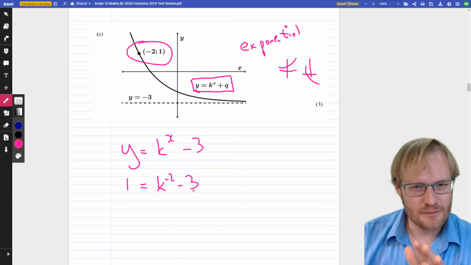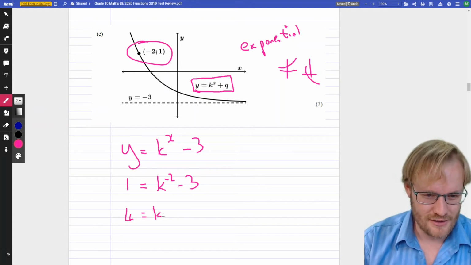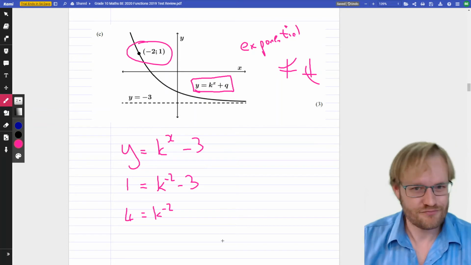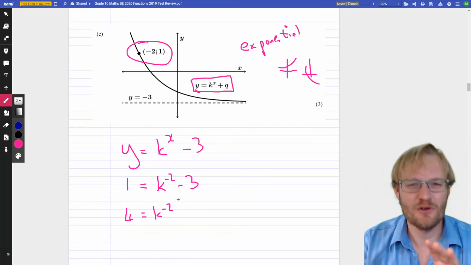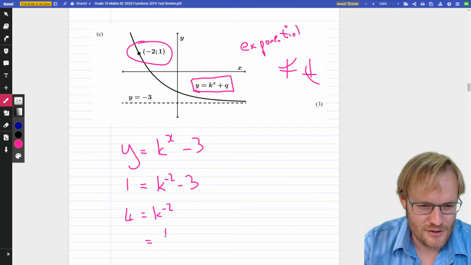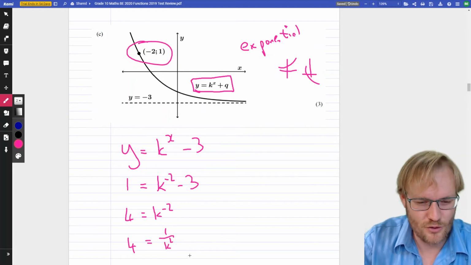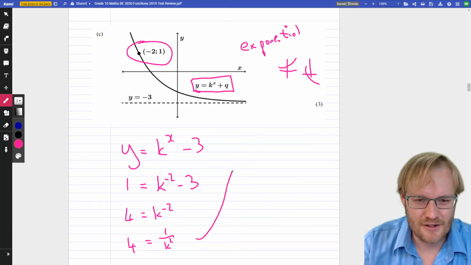And a few of you took some interesting routes here, which I thought was quite cool. So we're going to add 3 to both sides. I think that's going to give k to the -2 equals 4. Some of you might have just whipped out your calculator and tried some numbers. Some of you thought, no, I know my exponents. So if that's a negative exponent, this is the same as 1 over k squared. And this is 4.